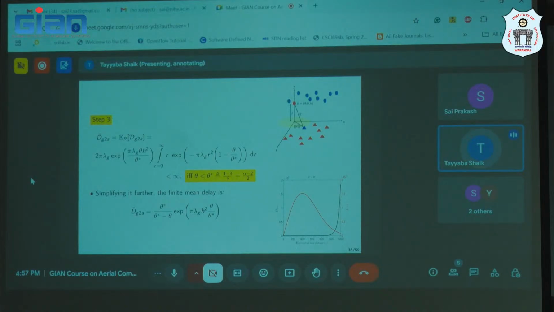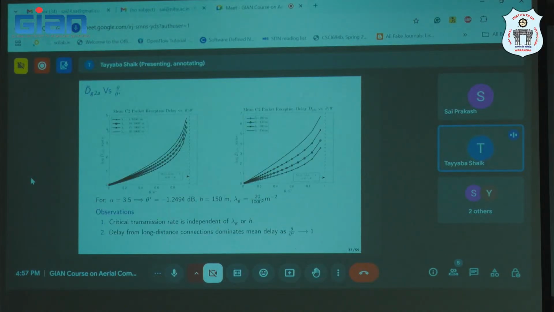So the first result is the mean delay I was mentioning in the first slide, the mean packet reception delay. The main takeaway here is that if you operate at a rate greater than some critical rate given by theta star, the mean delay will be infinite. So that is the first takeaway.